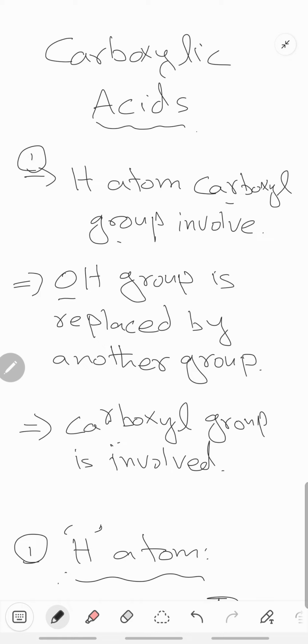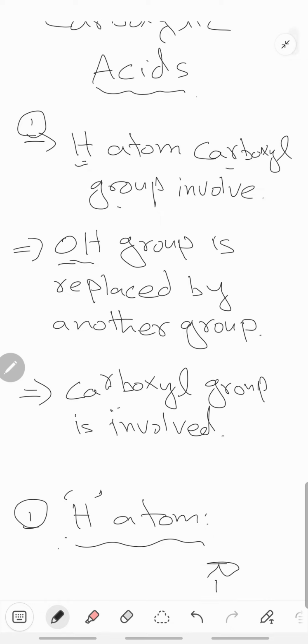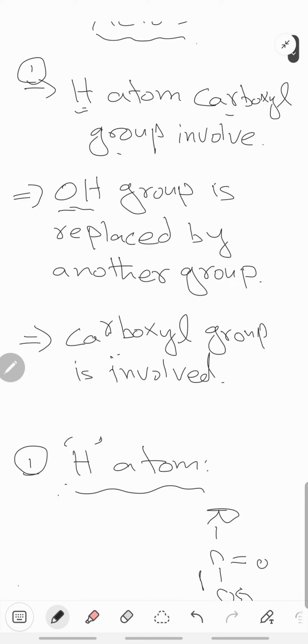Actually, carboxylic acids can react in three ways with other elements. The first way is when the hydrogen atom of the carboxyl group of the carboxylic acid is involved. This is the first way. In the second way, the OH hydroxyl group is replaced by another group. And the third type is when the whole carboxyl group is involved. So there are three ways in which the carboxylic acids react.